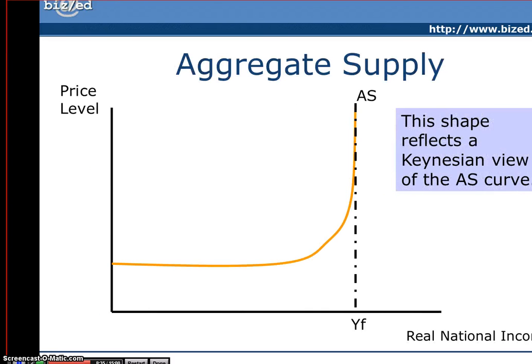So aggregate supply looks like this. Note its shape. It's flat at low levels of output and becomes increasingly steep. Notice we've got this thing called YF, full employment. So that's the limit of what the economy can produce. And notice the aggregate supply curve goes basically vertical when we reach that level.